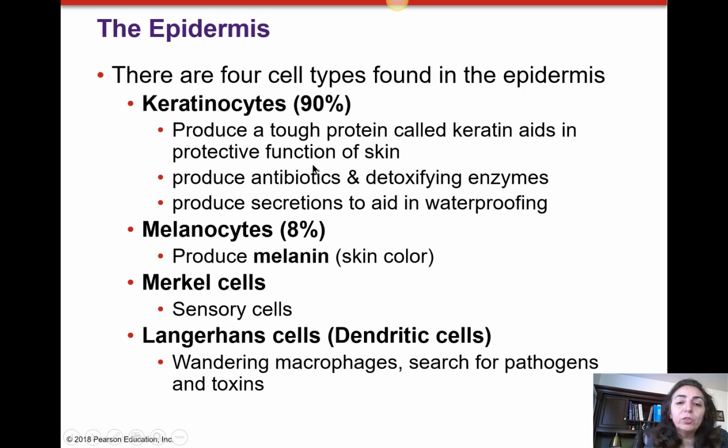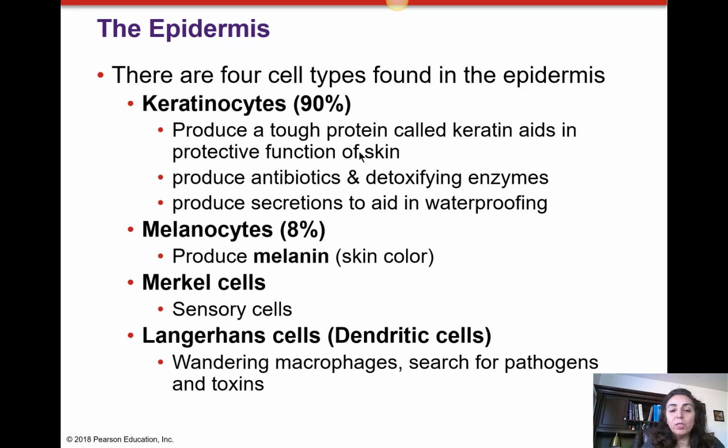That aids in the protective function of the skin, produces antibiotics and detoxifying enzymes. That's another function of the keratinocytes, and they produce secretion to aid in waterproofing of the skin. So these are all functions of the keratinocyte that makes about 90% of all the cells in this.